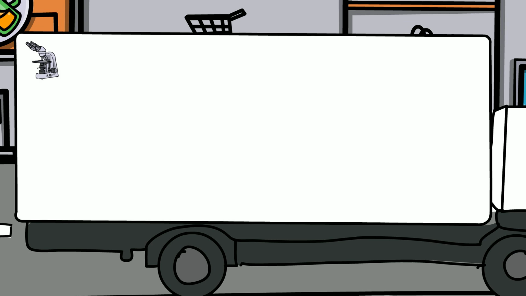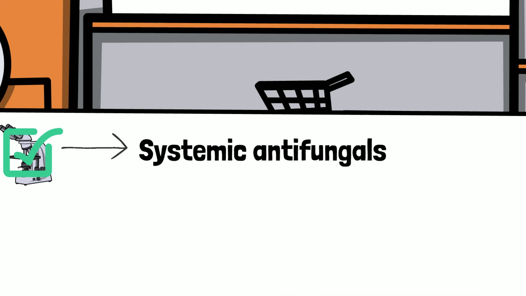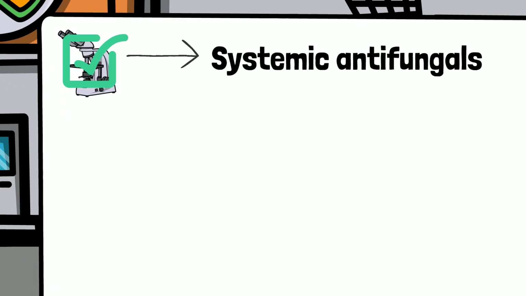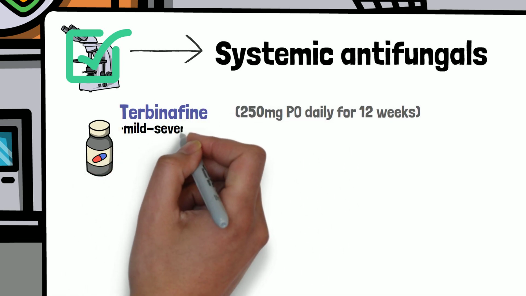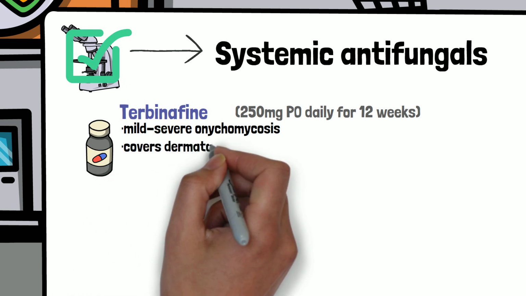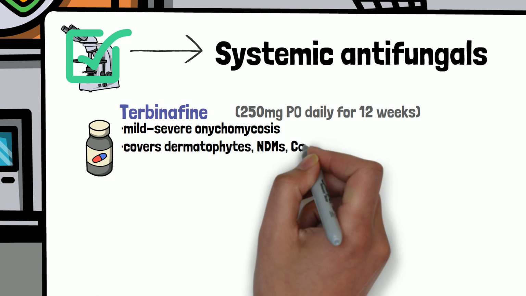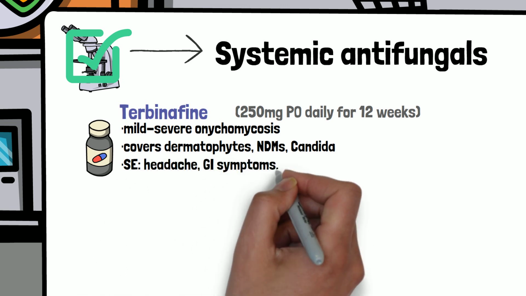Once the diagnosis of onychomycosis is confirmed, systemic antifungals, which have proven to be cost-effective with relatively high curative rates, can be started. Terbinafine is indicated for mild to severe onychomycosis and commonly used to treat dermatophyte infection, but has some coverage against non-dermatophyte molds and candida. Side effects include headache, GI symptoms, and rash.